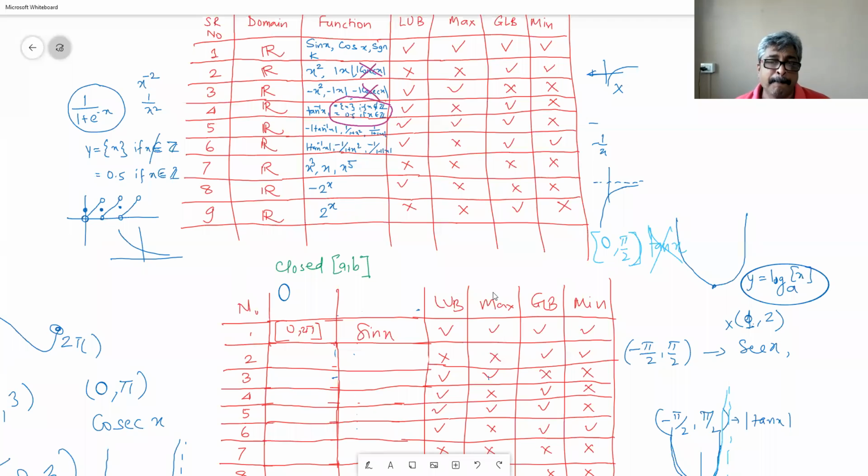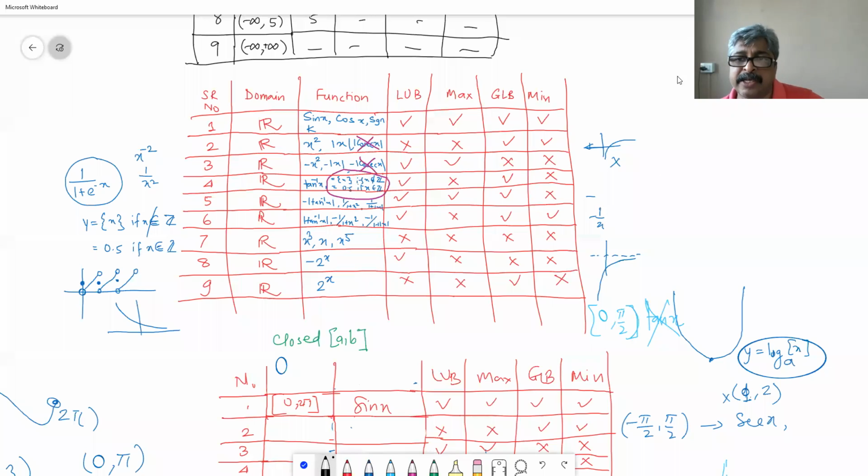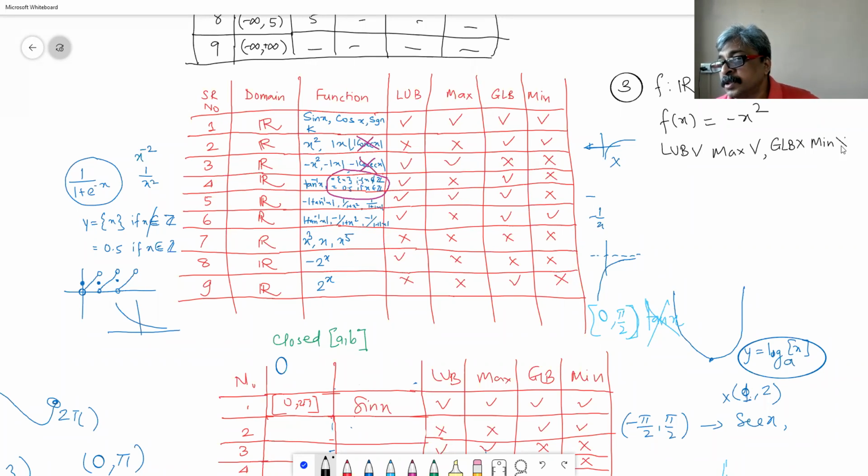Now, say for example, we have done our first table. First table is done, and let us take example 3. Example 3 says, F is from real numbers to real numbers, and f of x is equal to minus x square. And what are the properties of this function? UB? Yes. Maximum? Yes. This is property 3. A GLB minimum? No. That is what, we already got one function with us.